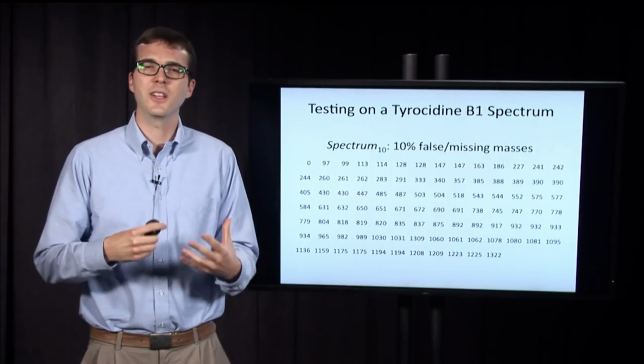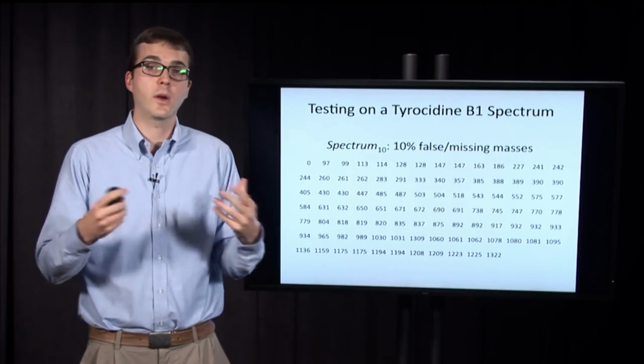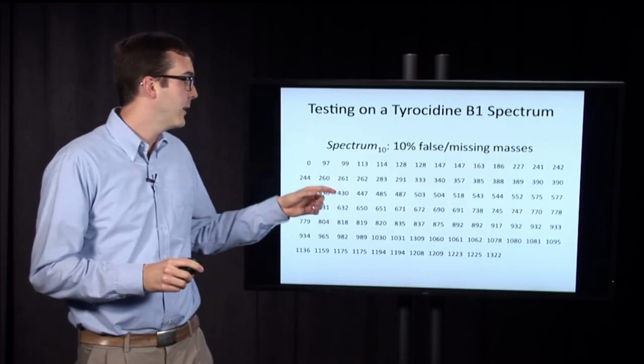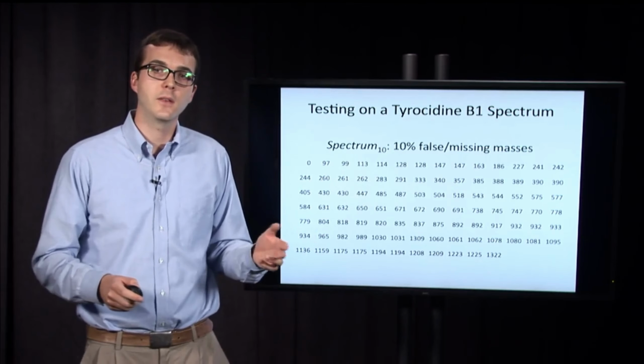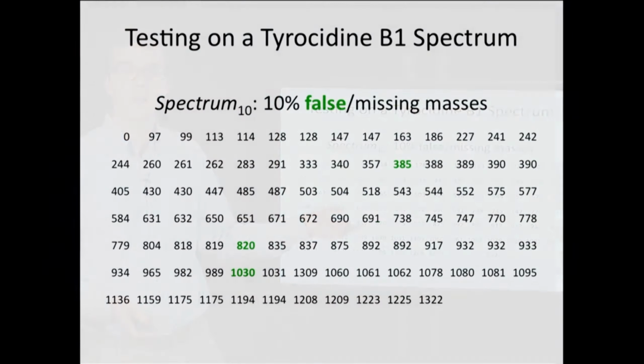Let's test it, though, because remember, we're considering how well these algorithms work in practice. So here's a hypothetical spectrum. It has 10% false and missing masses. So I'll highlight where the false and missing masses are. So here are the false masses, and here are the missing masses. Now, we're not going to know which of these are false and missing to begin with. In particular, we're not going to have the missing masses present. That's the whole point. They're not present in the experimental spectrum. So we'll have this picture, but we won't know which of the masses should be green.